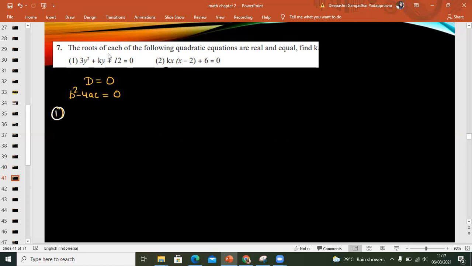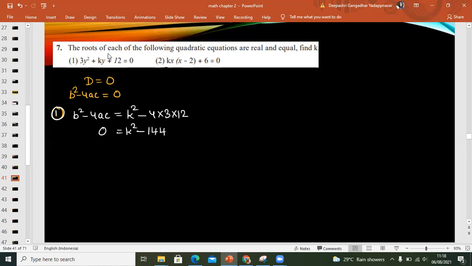Let's use this formula: b square minus 4ac. The b value for the first equation is k. So k square minus 4 multiplied by the a value, which is 3, and the c value, which is 12. k square minus 4 times 3 is 12, and 12 times 12 is 144. Here b square minus 4ac is 0, so I will write 0 here. So this is the equation we got.